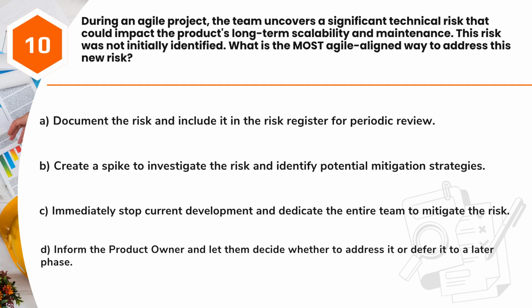A. Document the risk and include it in the risk register for periodic review. B. Create a spike to investigate the risk and identify potential mitigation strategies. C. Immediately stop current development and dedicate the entire team to mitigate the risk. D. Inform the product owner and let them decide whether to address it or defer it to a later phase.